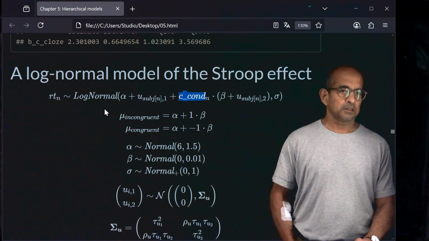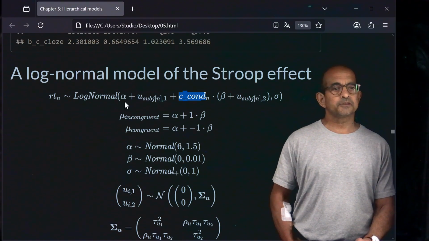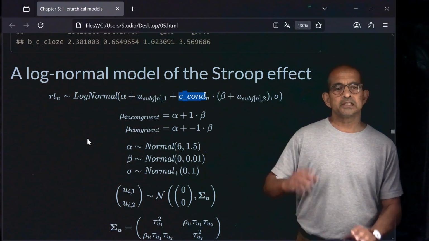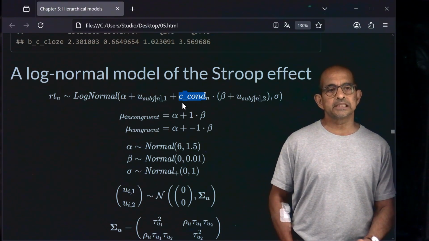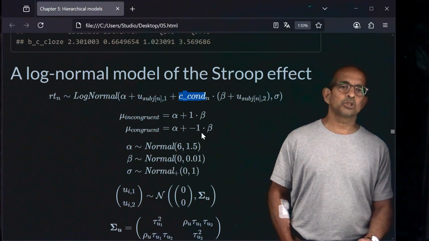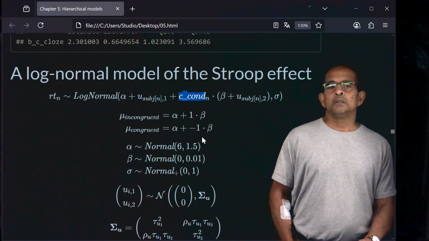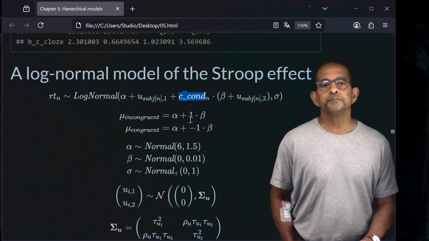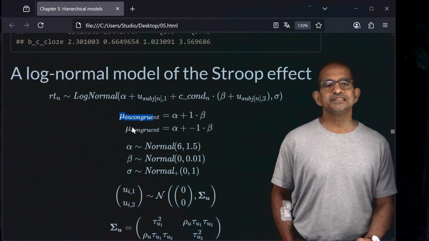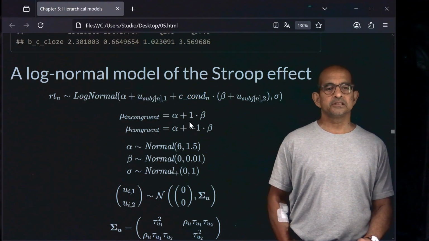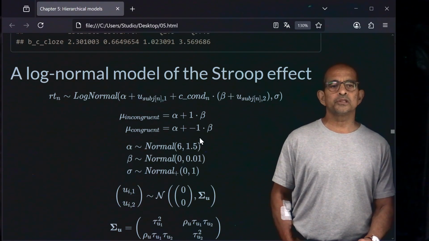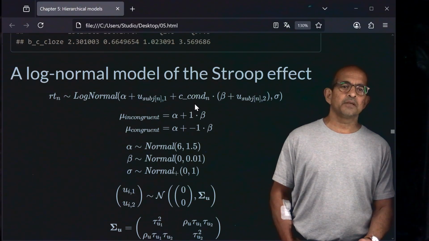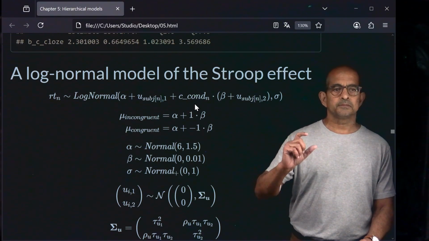Our dependent variable is reaction times. Assume a log normal likelihood. Alpha is the intercept, the grand mean intercept. The c_condition variable represents the congruent and incongruent conditions. We're going to set it up so that the incongruent condition is coded as +1 and the congruent condition is -1. So this column in the data frame will contain +1s and -1s.